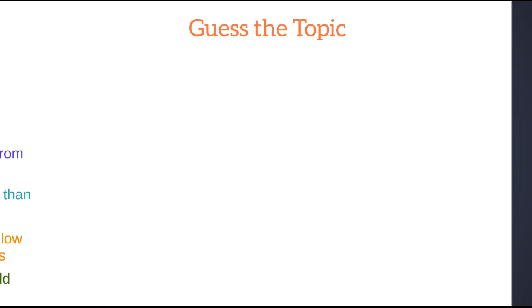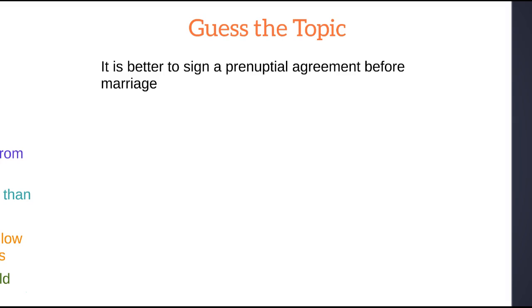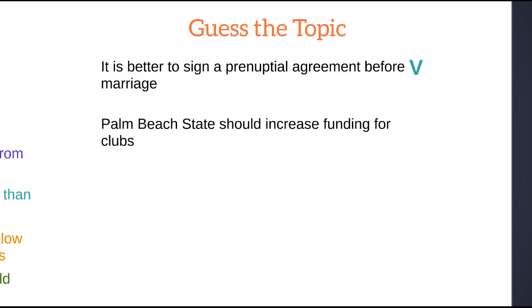So let's play a game, guess the topic. See if you can figure out what the topic actually would fit into as far as questions. So it is better to sign a prenuptial agreement before marriage. Question of value, so hopefully you guessed that one. Palm Beach State should increase funding for clubs. See if you can guess what that one is. So hopefully you guessed passive, right?